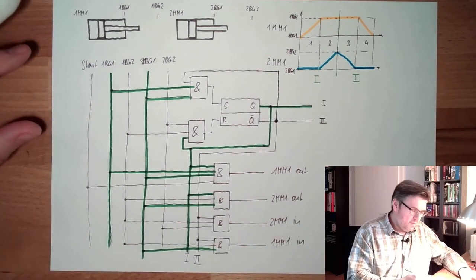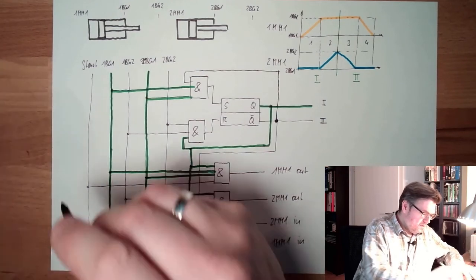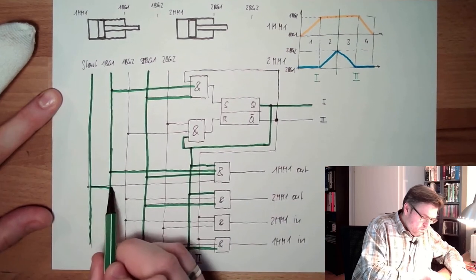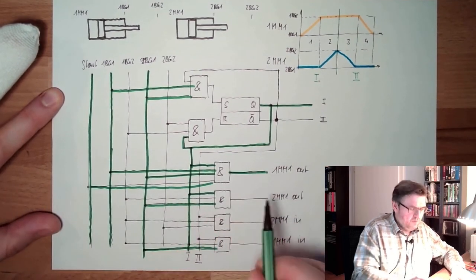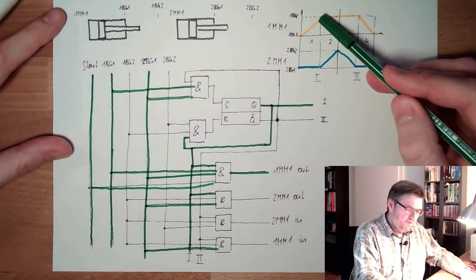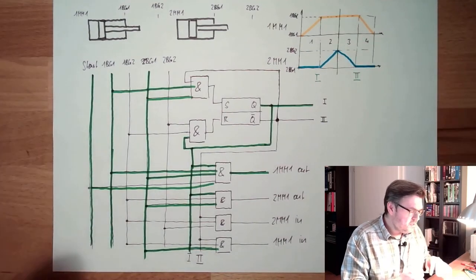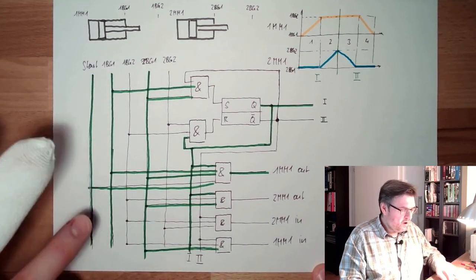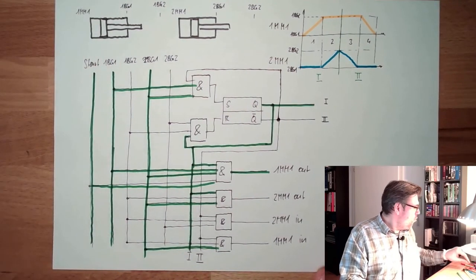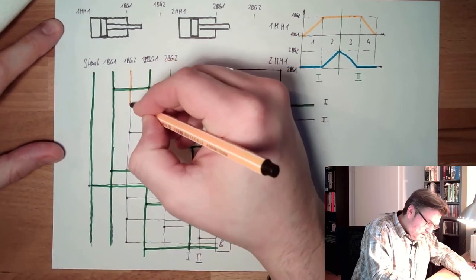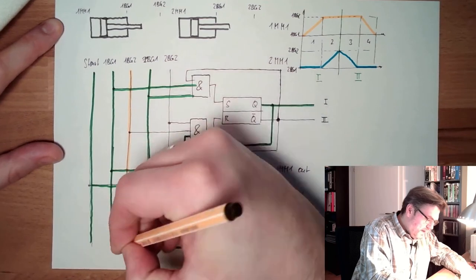Now the start command is coming. With the start command, look, this end was getting fulfilled. Now 1MM1 is traveling out. This means 1BG1 will go away. This is no longer there. And 2BG1 will be there. So the next thing is that 2BG2 is getting active.